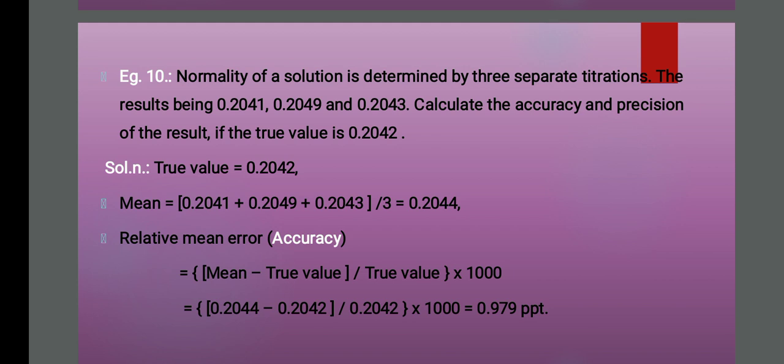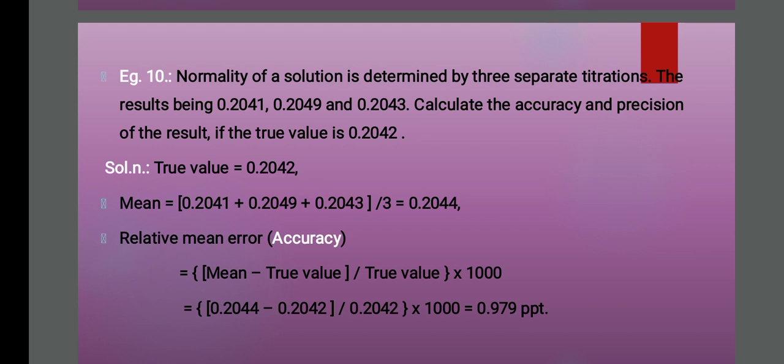I'll repeat the thing once again. Three different values are given and the true value is also given. To calculate the relative mean error, first you calculate the mean value. For both relative mean deviation and relative mean error, we are in need of the mean. Initially I told you that mean is nothing but the average of the given values.